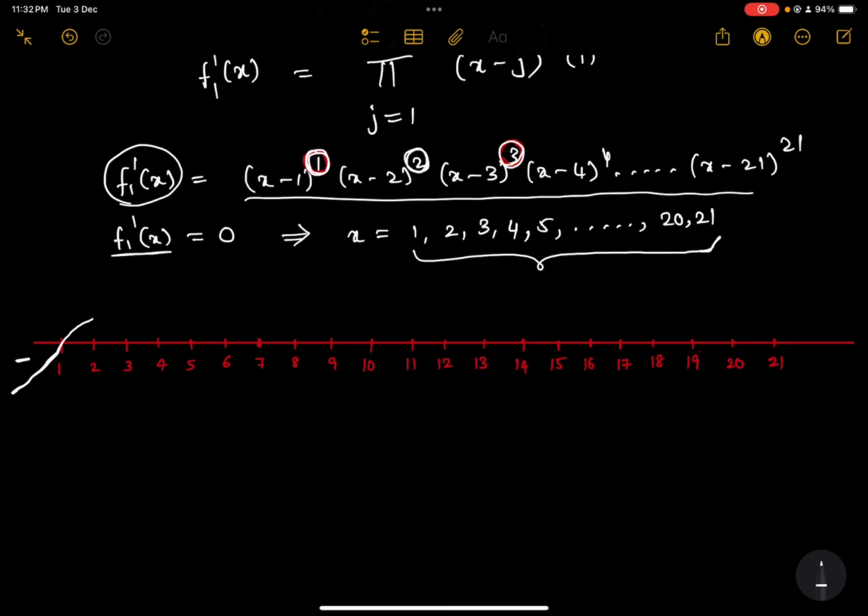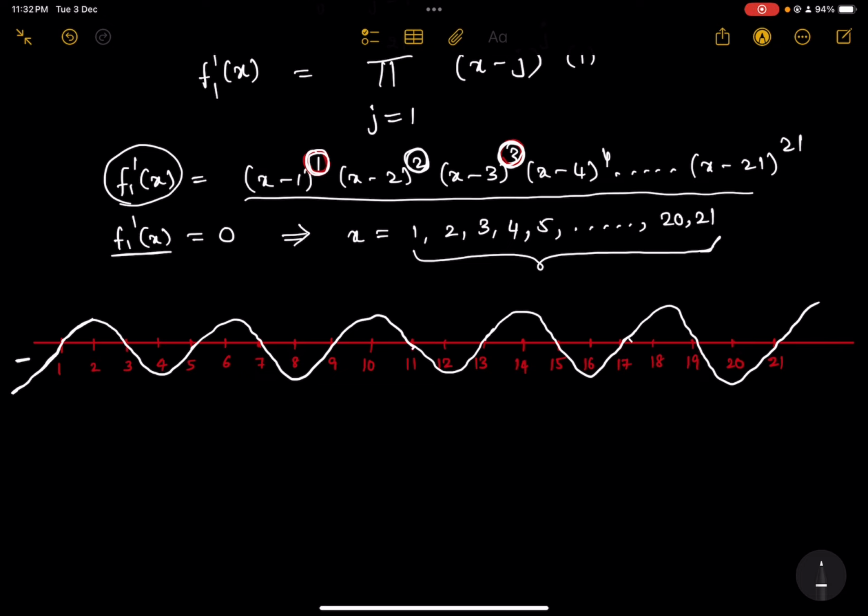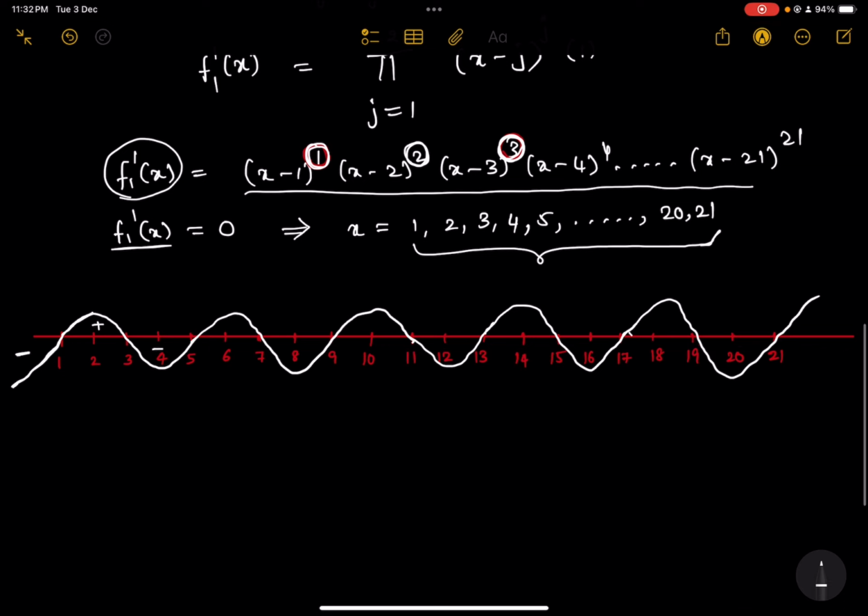Next it will go till 3, but the degree of 3 is 3, so it will change the sign again at 3. So it will come from plus to minus. Similarly at 5 it will go up, 7 it will come down, 9 goes up, 11 comes down, 13 goes up, 15 comes down, 17 goes up, 19 comes down, 21 goes up. Alright. So this is plus, minus, plus, minus, plus, minus, plus, minus, plus, minus, plus.